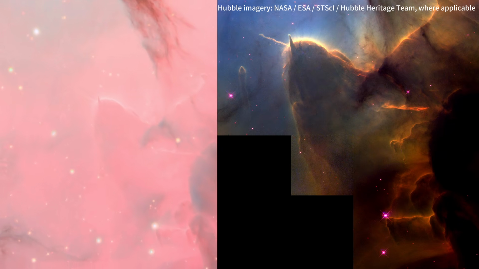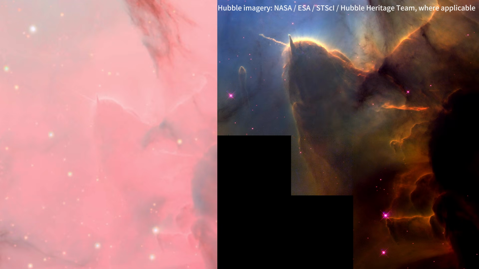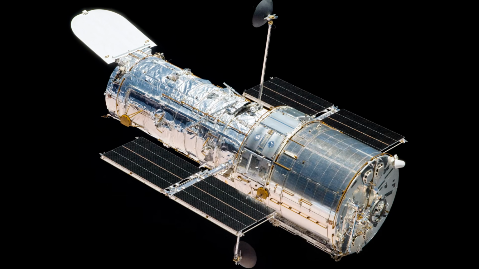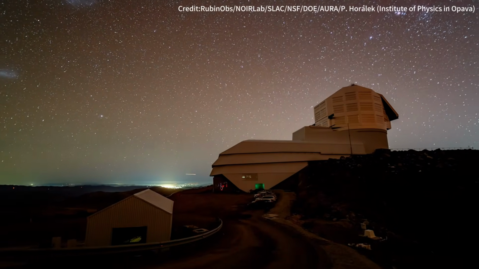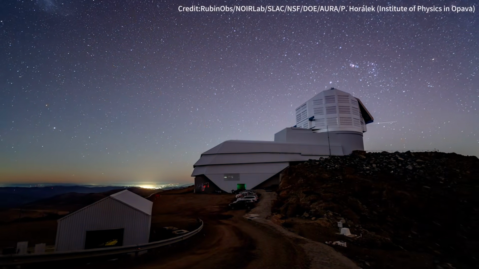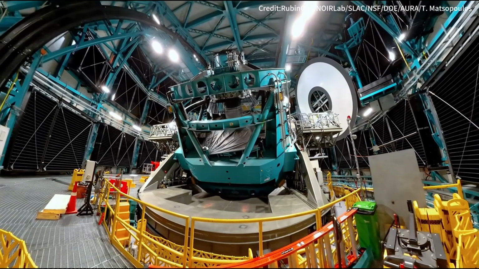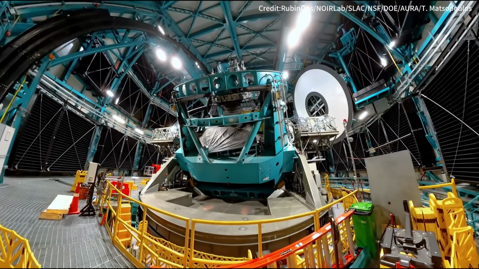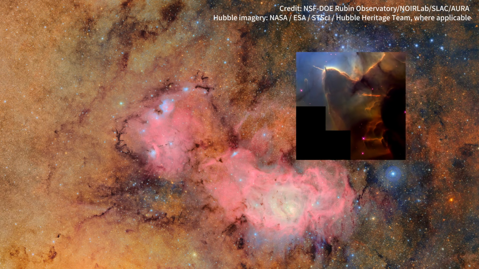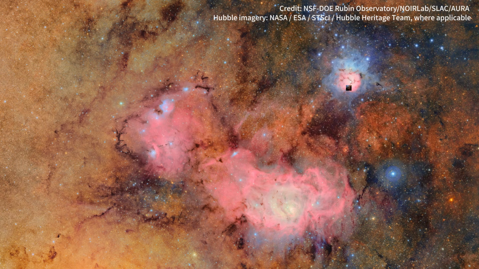So these two images give us a great Rubin versus Hubble comparison. The result is clear. For local resolution, Hubble is still far ahead. It is in space, so there is no atmospheric blur. Rubin is ground-based with no adaptive optics, but Rubin has one huge advantage: field of view. Compared with this Hubble close-up, one Rubin exposure covers roughly 400 times more sky. So Hubble gives us the close-up. Rubin gives us the wider Milky Way context.